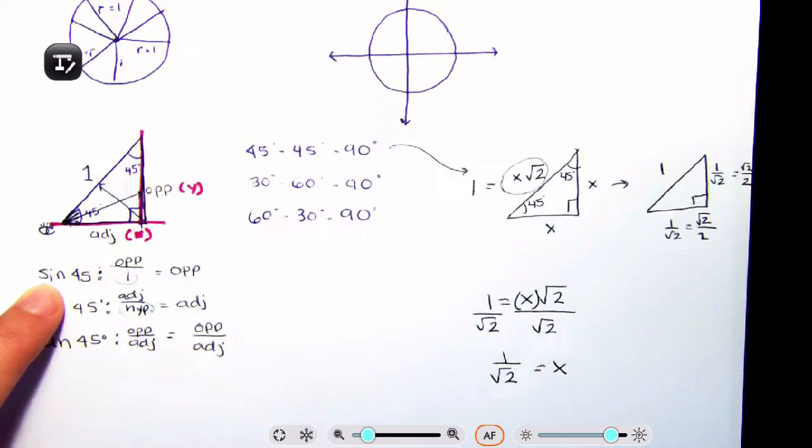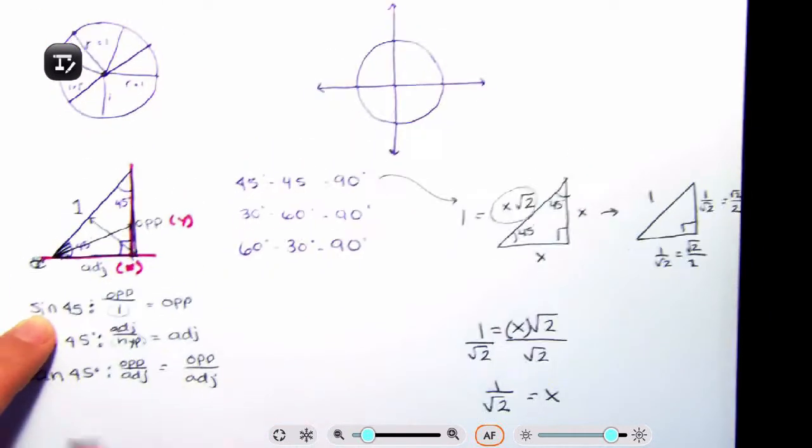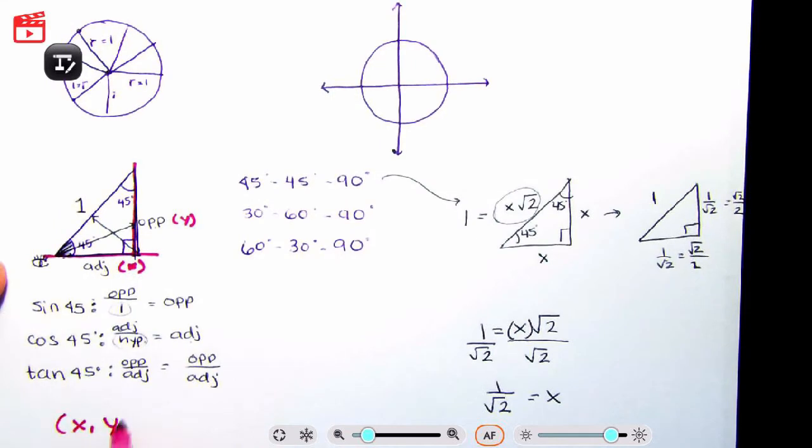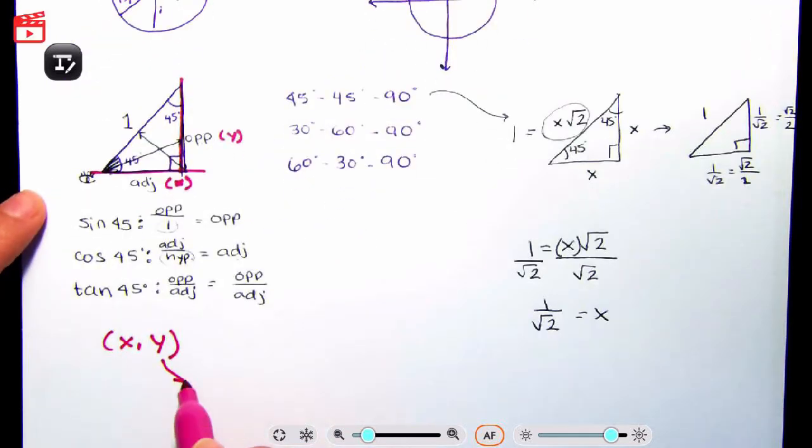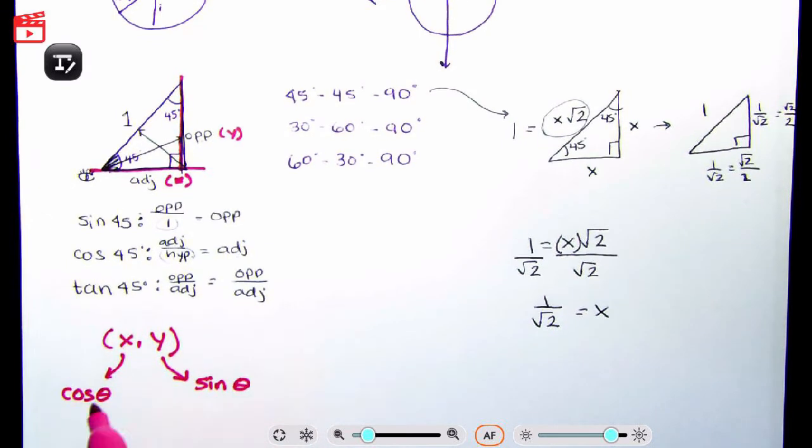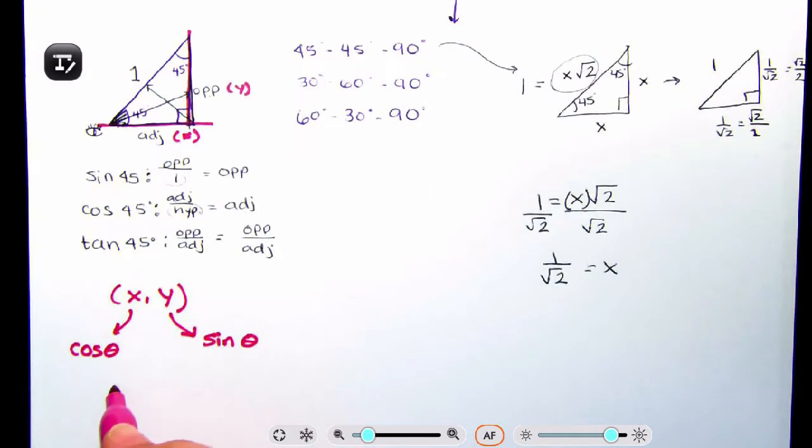So your y value, let's say if we're talking about a point, x comma y, the y value is going to be your sine of theta. The x value is going to be your cosine of theta. So what we really have when we're talking about the unit circle and points, we have cosine of theta, comma, sine of theta to make up a particular point that is going to be on our unit circle.